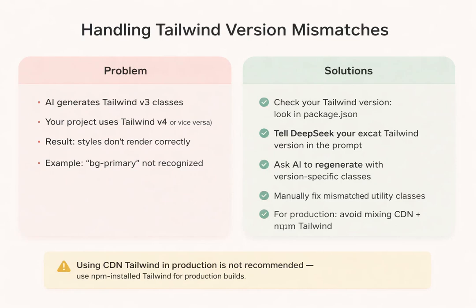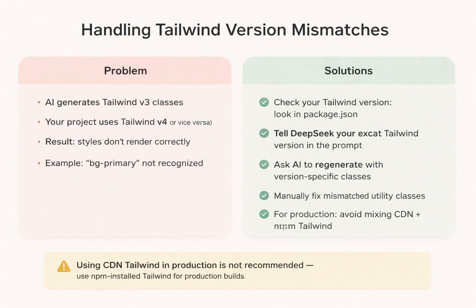One issue that comes up during this process is a Tailwind version mismatch. The AI might generate code using Tailwind class names or configurations that don't match the version installed in your project. The instructor handles this by checking the package.json file to find the exact Tailwind version and then telling DeepSeek that version in a follow-up prompt.